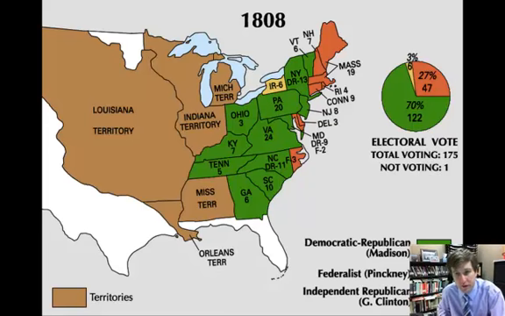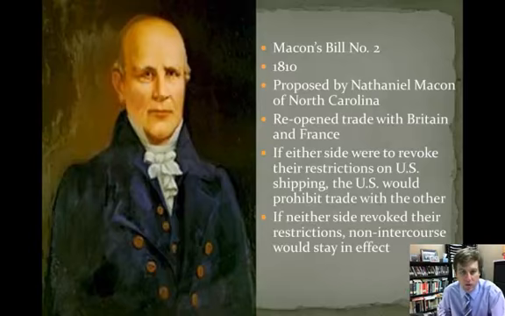You can see Madison wins fairly handily, though there was some opposition, even within his own party. George Clinton of New York was able to get 6 electoral college votes. So not everyone was sold on a James Madison presidency.